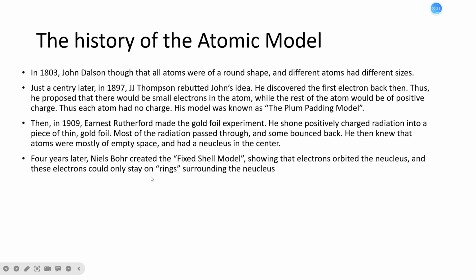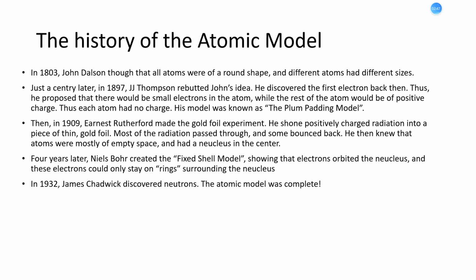4 years later, Niels Bohr created the fixed shell model, showing that electrons orbited the nucleus, and these electrons could only stay on the rings surrounding the nucleus. Finally, in 1932, James Chadwick discovered neutrons, and they stayed with protons in the nucleus. He also found that electrons were negatively charged, neutrons had no charge, and protons were positively charged. The atomic model was finally complete.